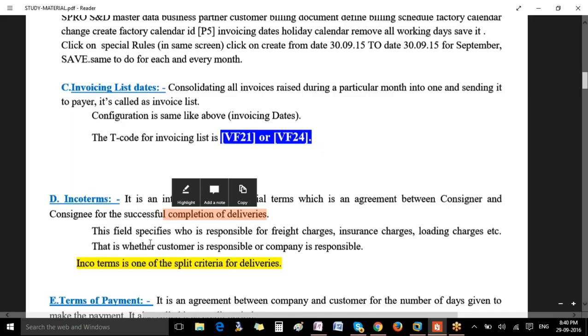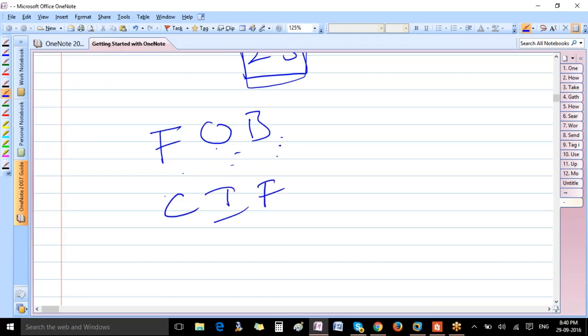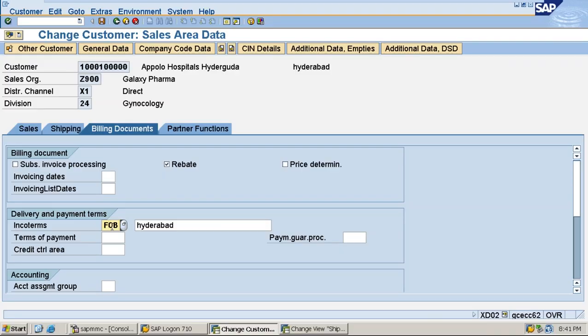This field specifies who is responsible for the freight charge, insurance charge, loading charge, and so on. If the company is bearing everything, then we maintain Incoterms as FOB, that is free on board. Or if the customer wants to bear all the things, then we maintain it as CIF, that is cost, insurance, freight, something like this. Let me open and show you. CIF and FOB, F4.